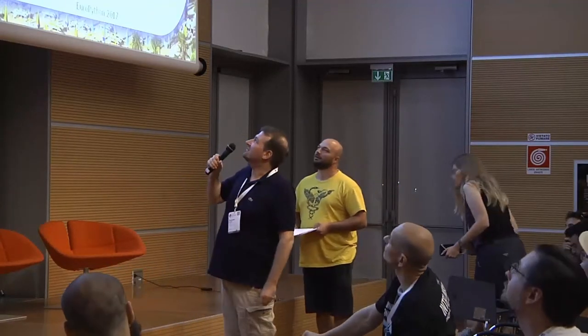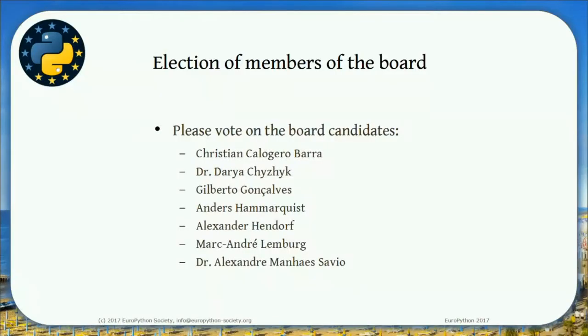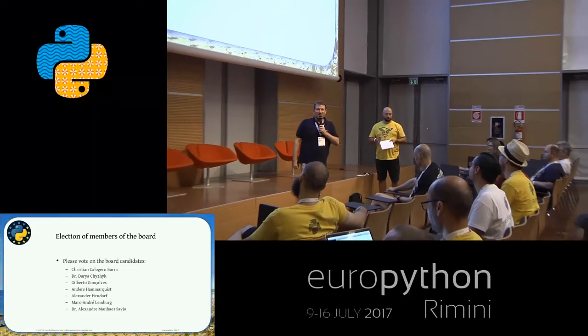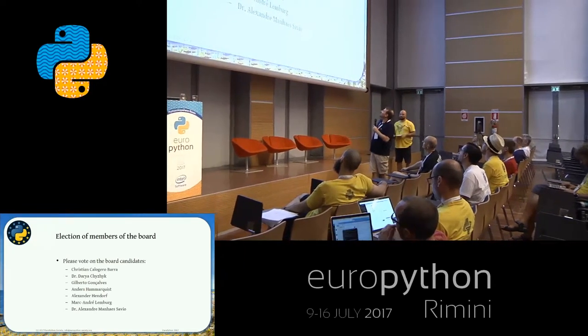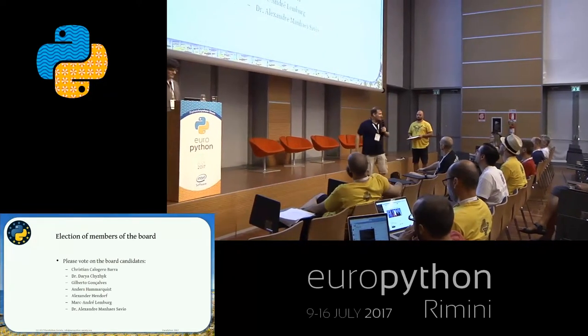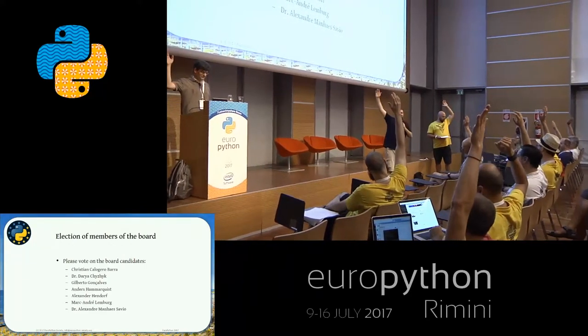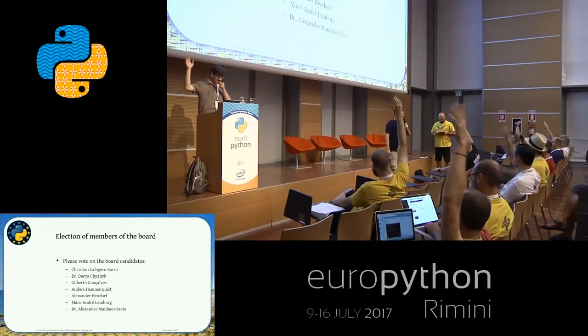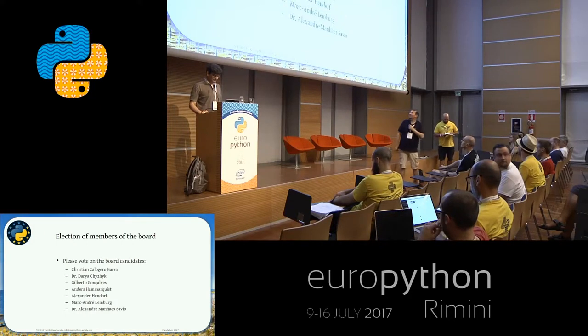Okay, let's continue with Marc-Andre Lemburg, or chair, who's in favor? So that's 17, yes. Abstain, no. Zero. Okay. And then Alexandre Savio, who's in favor? Like 17 in favor. Abstain, no. Yeah, 0-0. 17 in favor.